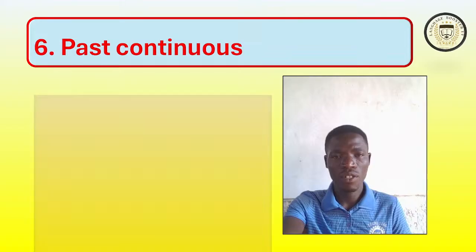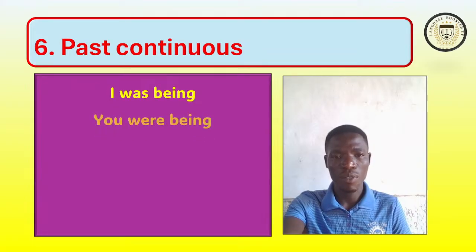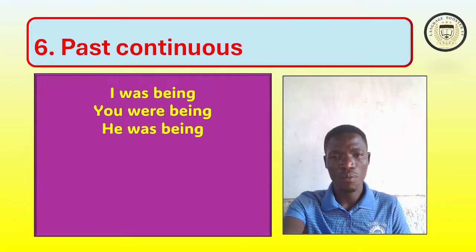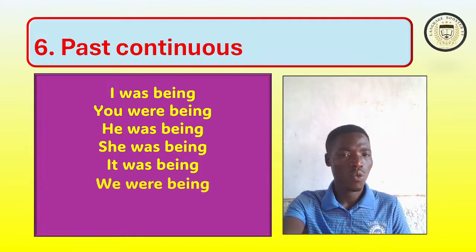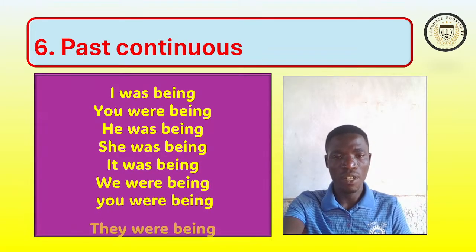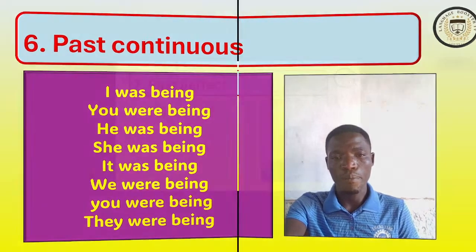So in the past continuous, you can say I was being, you were being, he was being, she was being, it was being, we were being, you were being, and they were being.